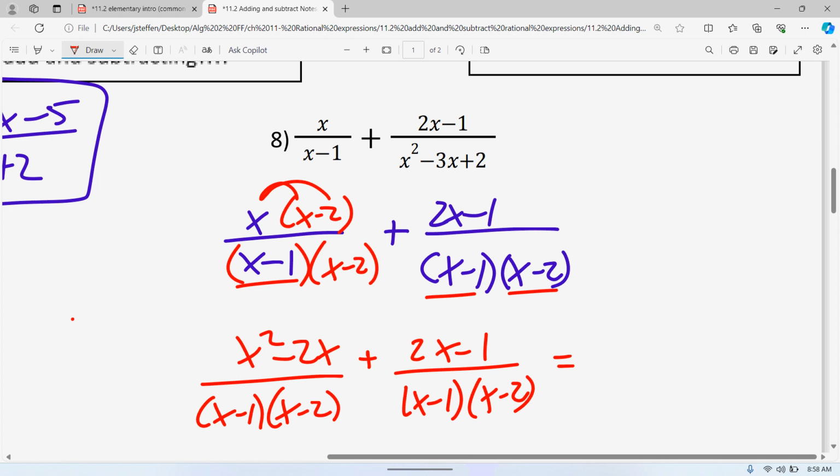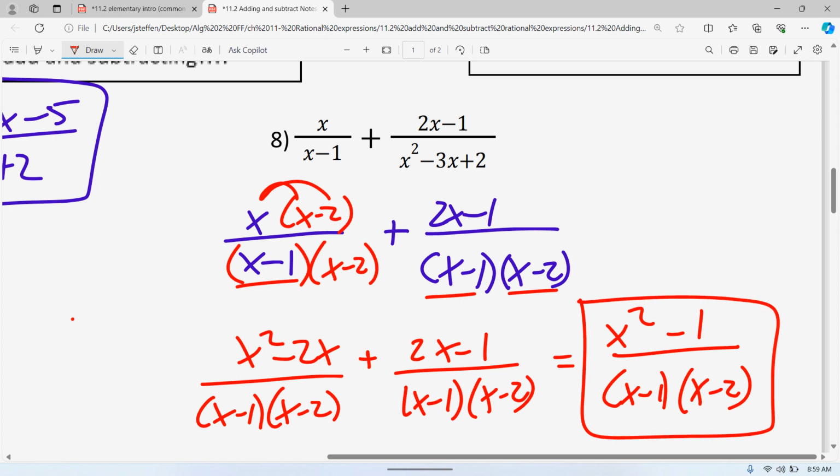So last but not least, now we have everything multiplied. Our denominator is going to be x minus 1 times x minus 2. Doesn't matter what order you put that in. Our numerator, we have x squared. This is an interesting one. We have minus 2x plus 2x is 0x, so we don't write that one down. Then we have minus 1. That's your answer.